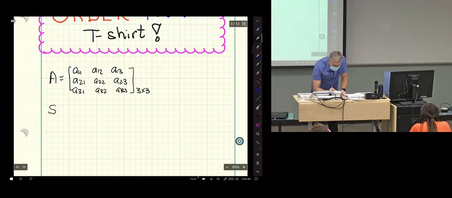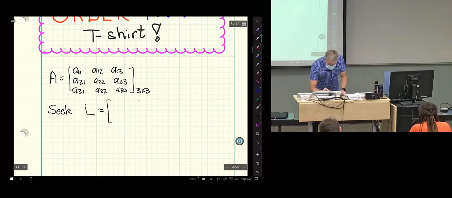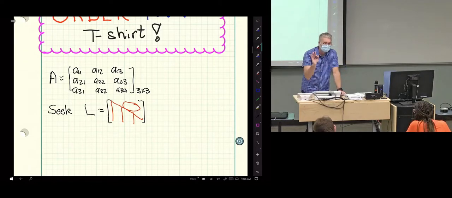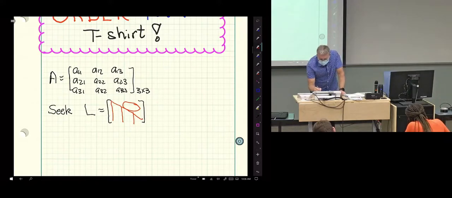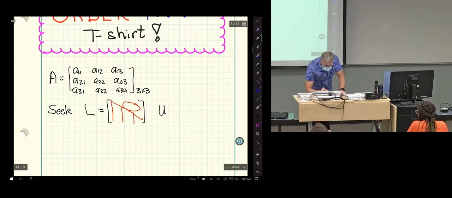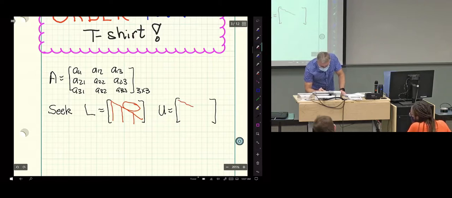Now, what are we after? We seek L in its lower triangular form. So let's just draw the diagonal, and we're going to think of L as being columns, okay? So I'm going to fill it in like that, and it's all zeros above the diagonal, okay? So let me just make it very graphical what we're looking for. Lower triangular, everything above the diagonal is zero. Then we want an upper triangular. And let me draw the diagonal on that. Here, we're going to be building it by rows, and then everything here is zero.